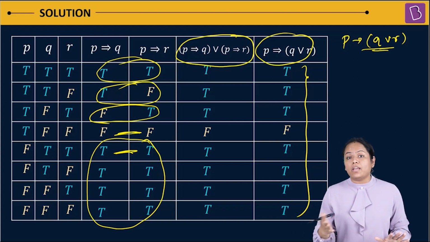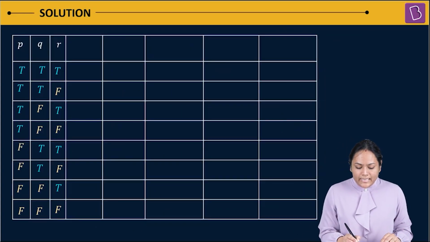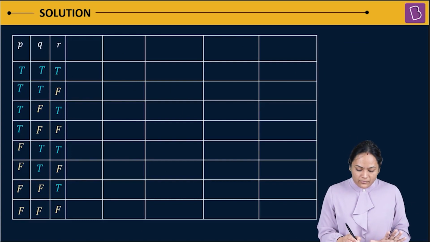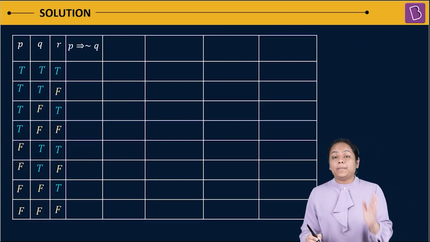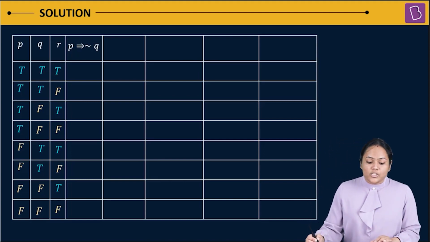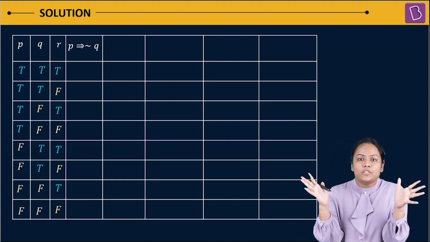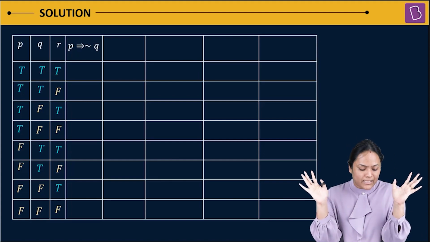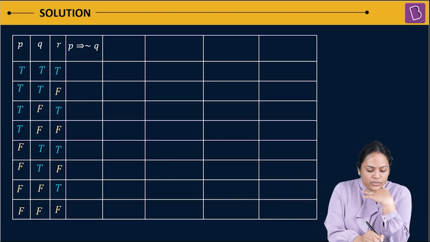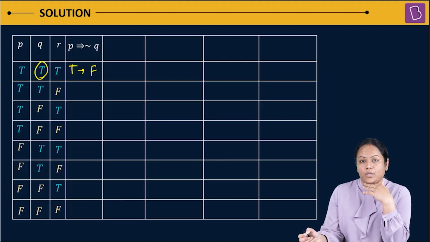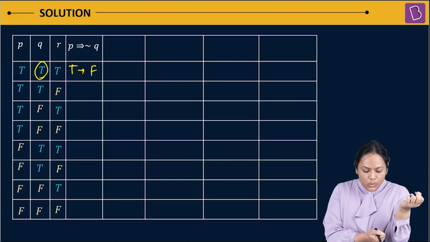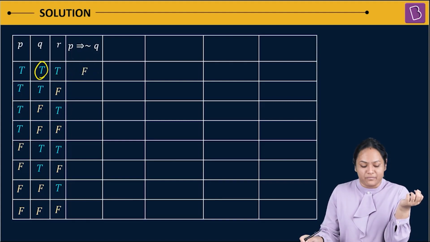Now, checking the rest of the options also, let's quickly have P, Q, and R with us. Now I'm trying to find P implies negation Q. So when I write the truth table of P implies negation Q, my Q is true in first case. So it's going to become true implies F. What is true implies F? Well, that value is F, isn't it? So first one is F.